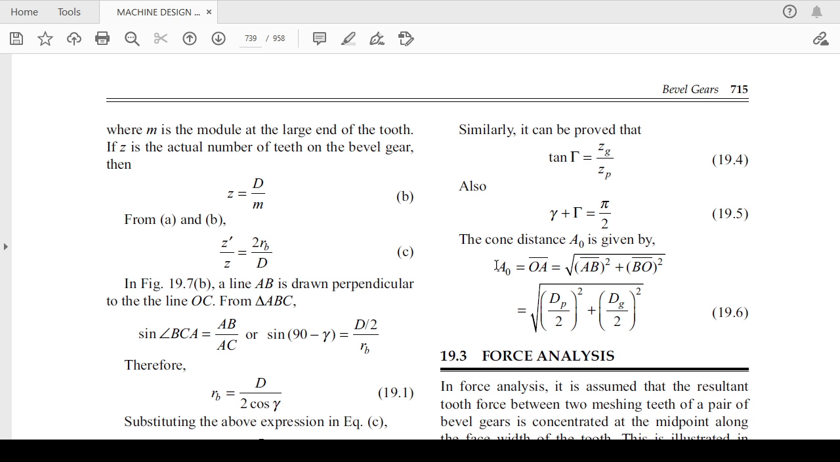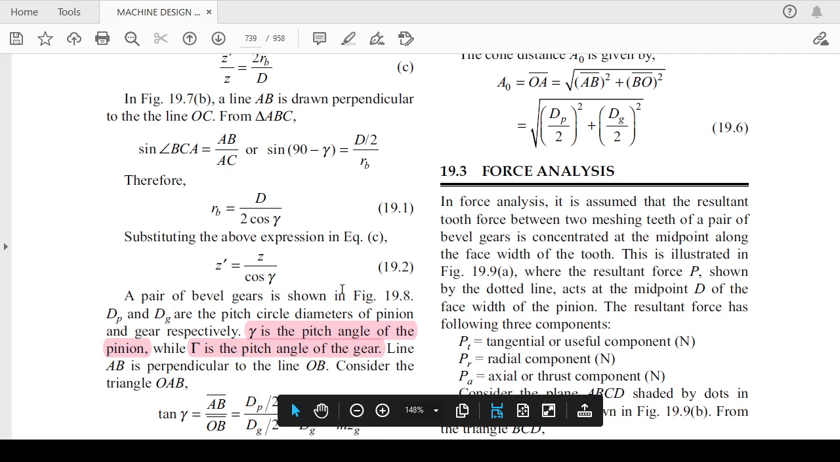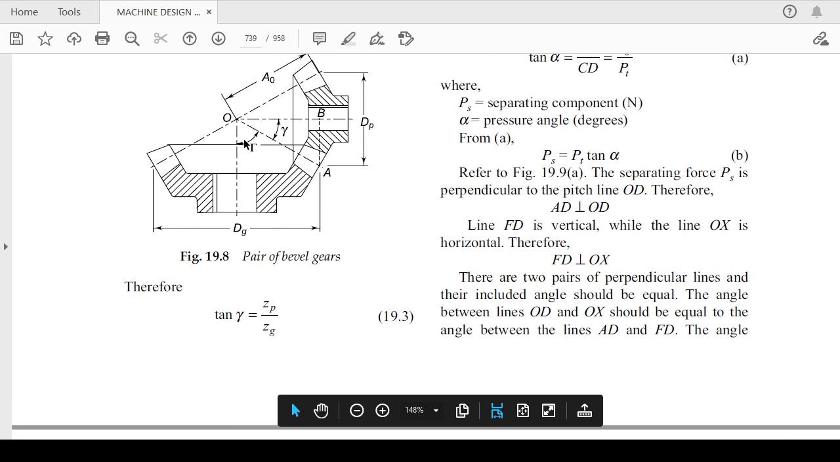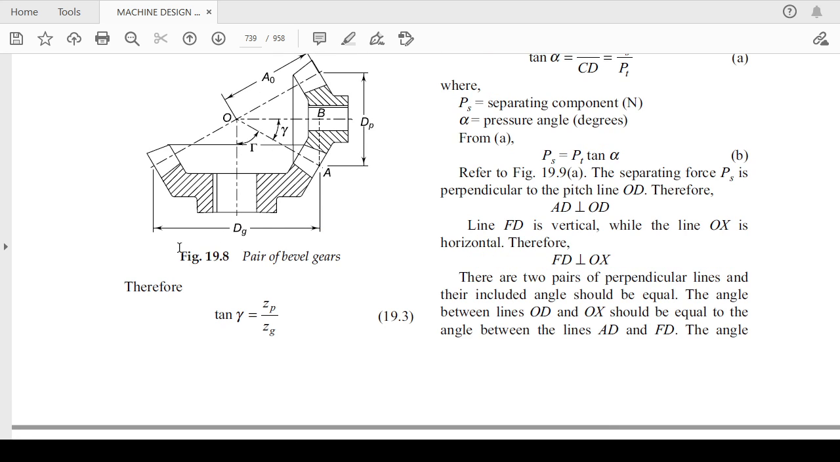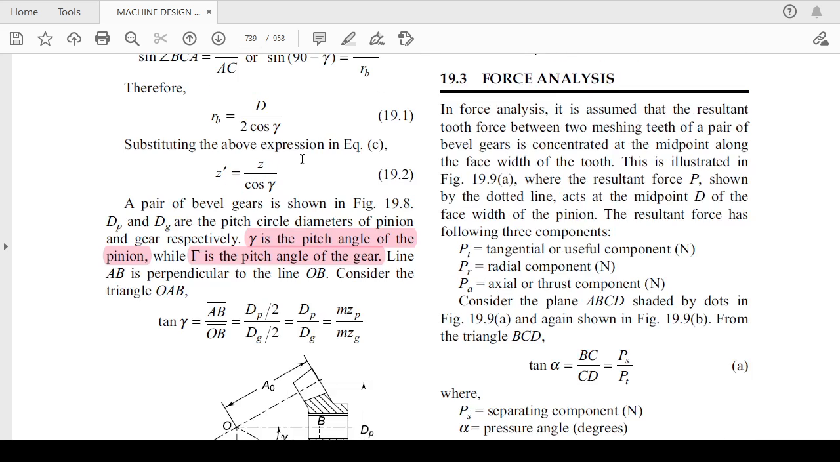And what are the calculations, like how you can depict a pair of bevel gears as shown in figure 19.8. The pitch circle diameters are given as dp and dg. Gamma is the pitch angle of the pinion, while rho is the pitch angle of the gear. In this way you can depict the different pitch angles, as you can see in the picture. This is the pitch angle of the gear, this is the pitch angle of the pinion, this is the pitch circle diameter of the gear, this is the pitch circle diameter of the pinion, and this is the cone distance A naught.